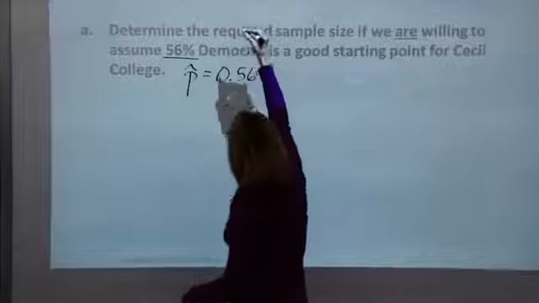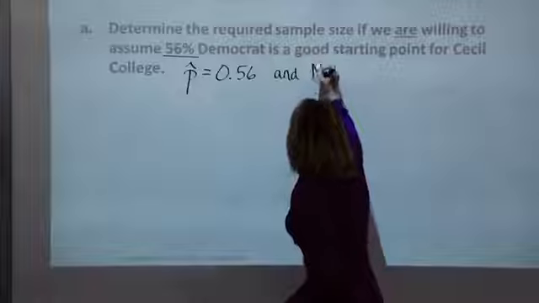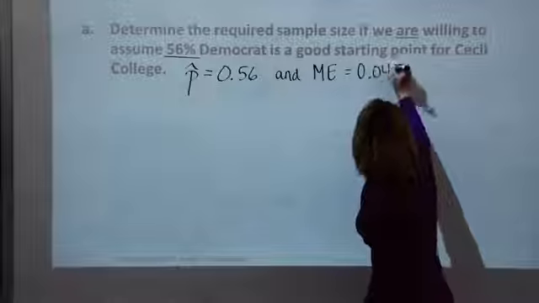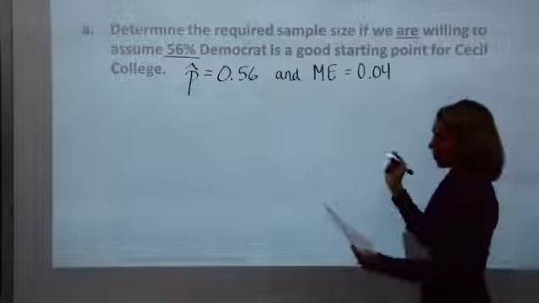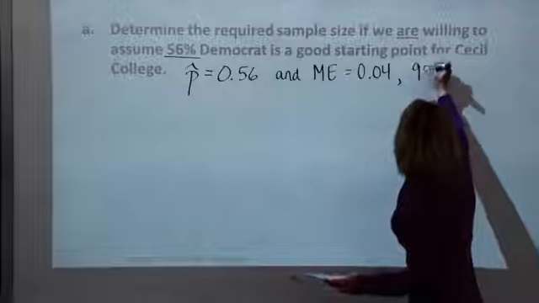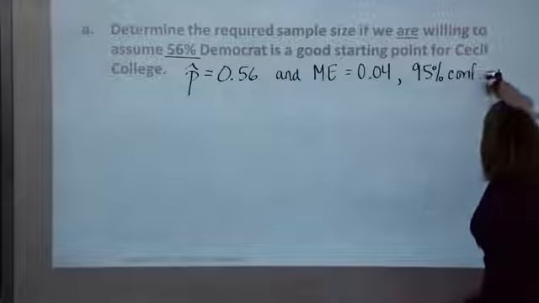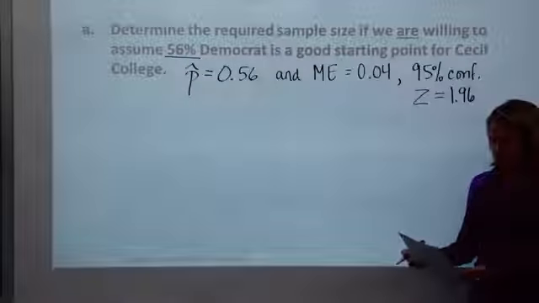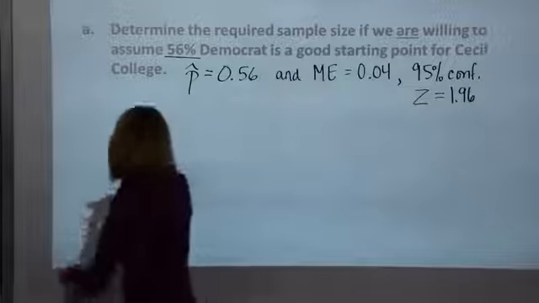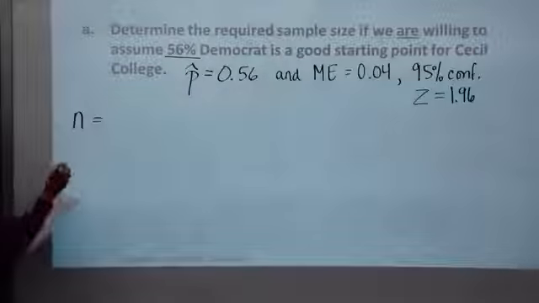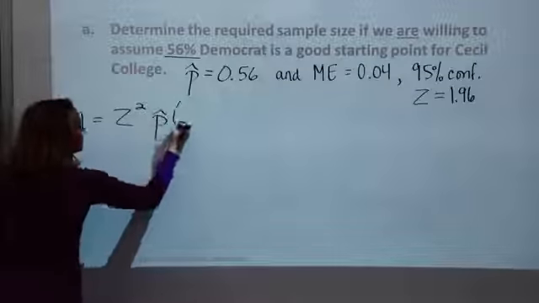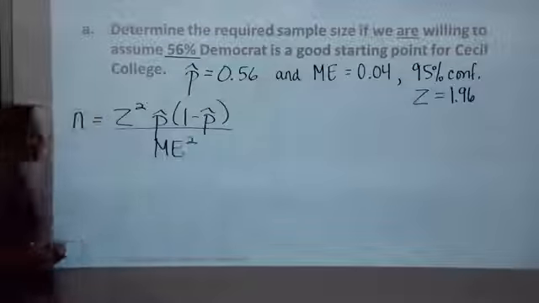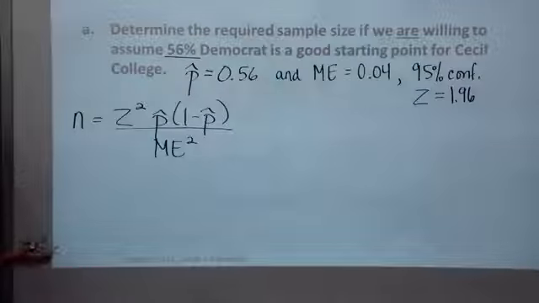And some other things that were given above this. We said we're okay with a margin of error of 4%, convert that to a decimal, 0.04. And we also said that we wanted to be 95% confident. So if you want to be 95% confident, that's when we use a z-score of 1.96. And I think that's everything we need. So let's write down our formula for sample size, the same way we did earlier. So here it is. And now it's just a matter of plugging these values in.